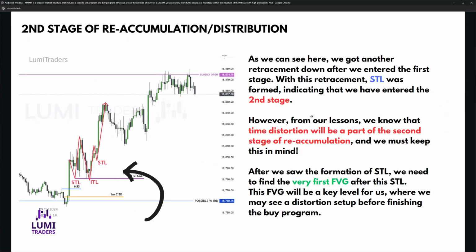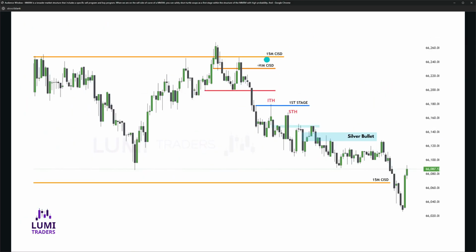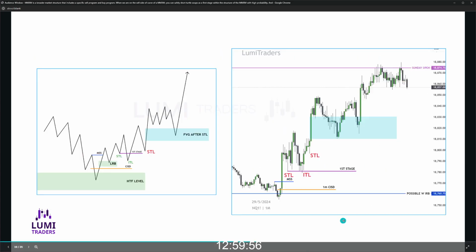Also, we got an example of this. Let me find it for you. Here we go, on Bitcoin. We got a 15-minute order block right here, bearish, and we want to target the bullish order block. Opposite arrays.